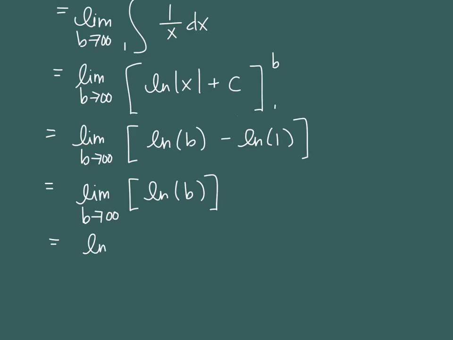And so I get the natural log of infinity, which is infinity, which means this is still a divergent integral because the value of the area is infinite. There is no specified value, and so this is considered a divergent improper integral. But we will next see a convergent improper integral.